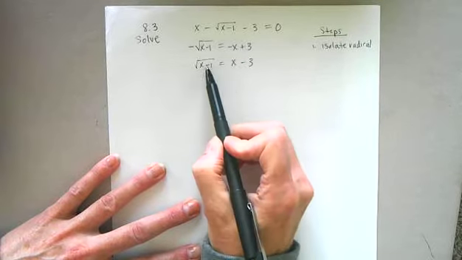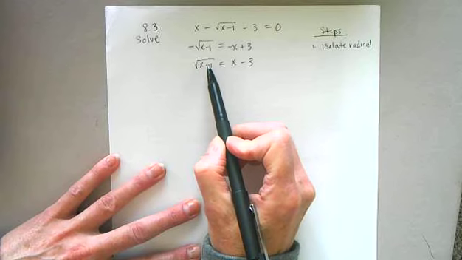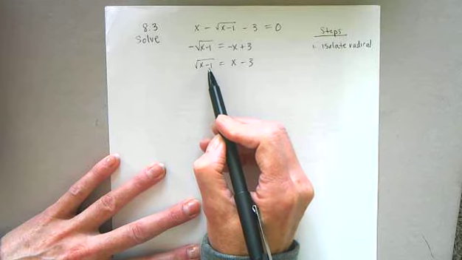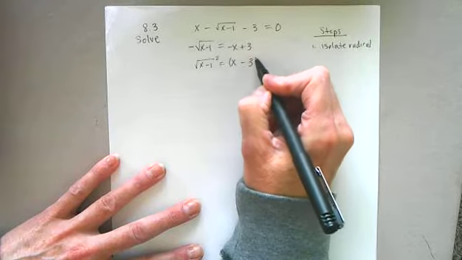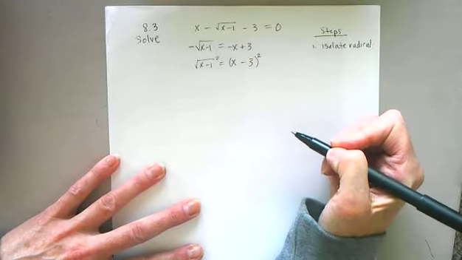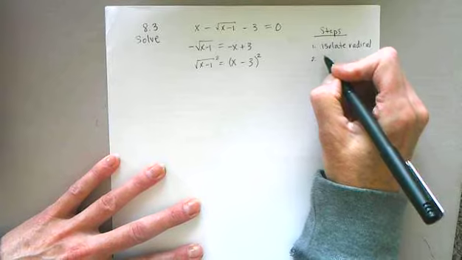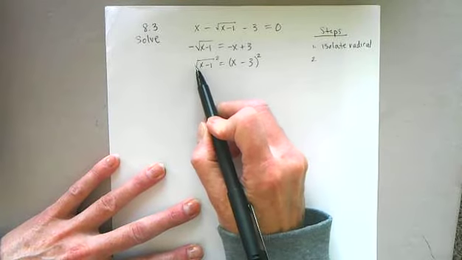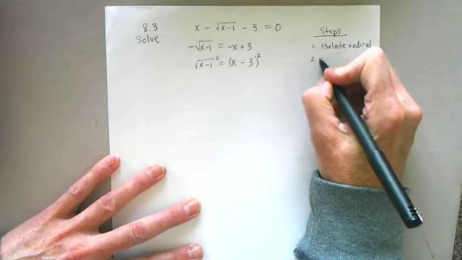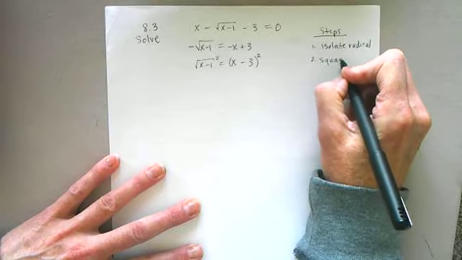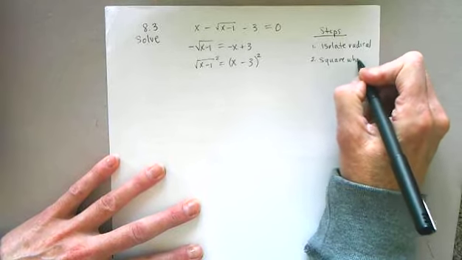Now we can get rid of our radical. And you might remember from 7.6 that you get rid of your radical by squaring both sides. And the key is to square the entire side. So you don't square terms, you square sides. So I'll put that as step number 2. And if it were a cube root, you would cube both sides. So we're going to square both sides. And remember to square the whole side.